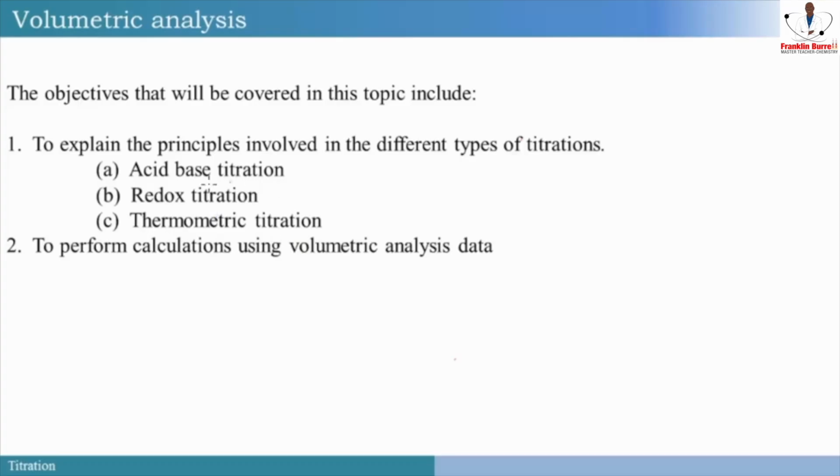Now, the principles are the same in terms of titration, and the calculations are also the same. The only difference is that acid-base titration uses indicators, while redox and thermometric titration do not. Let us start our lesson.